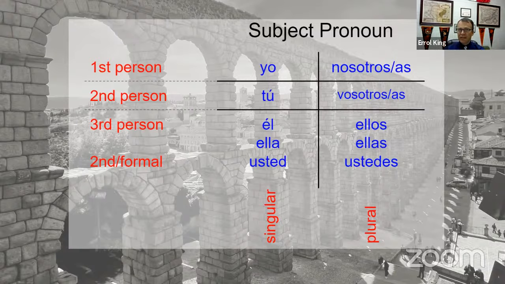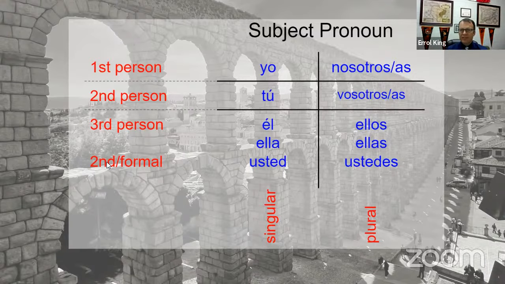Nosotros means we, and that could include 1 guy, 2 guys, or it could be all guys. If you say nosotras, however, everyone in that group needs to be female. Vosotros, same thing. It can be 1 or 2 guys or more, but if you say vosotras, everyone in that group has to be female. And same thing with ellos and ellas.